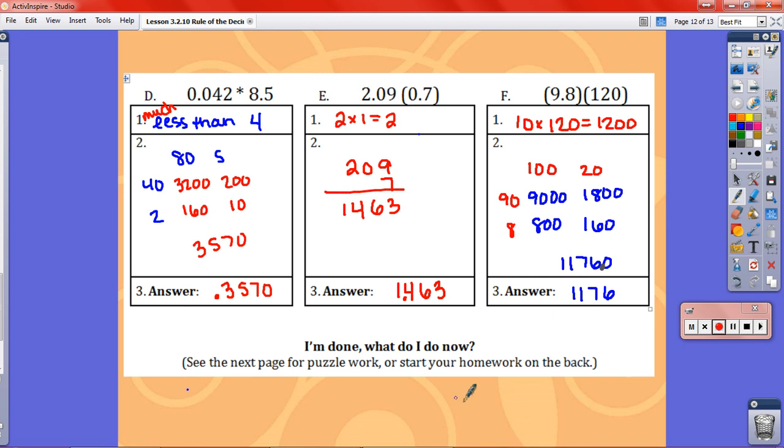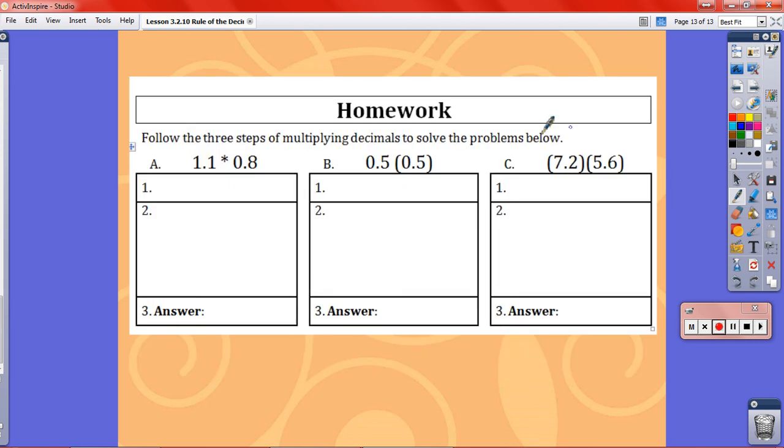When kids finished in class, they were allowed to start their homework or to do some puzzle work that was included on the next page. And then their homework was more of the same. So most of them were fairly simple, like this is about 1 times 1, this is about 7 times 6. This one is a little more difficult, but it's less than 1 times 1, so it's going to be a decimal, less than 1. And basically it's half of half.